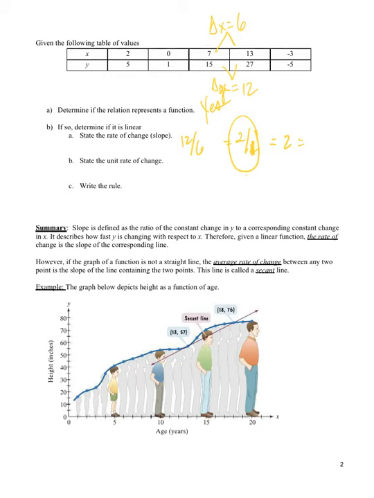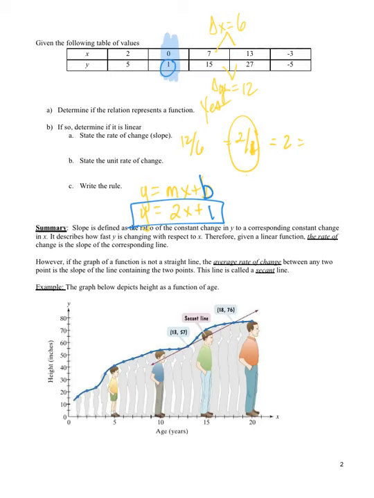So let's say I want to write the rule in slope-intercept form. That's going to be y equals mx plus b. I've calculated my slope to be 2. And the question is, what is that b value? If we remember, the b value is just the y value of the y-intercept. The y-intercept is when our x value is 0. So to identify the b, all I have to do is look at the y value that corresponds to x being 0. So that is 1. So the equation that represents this linear function is y equals 2x plus 1.